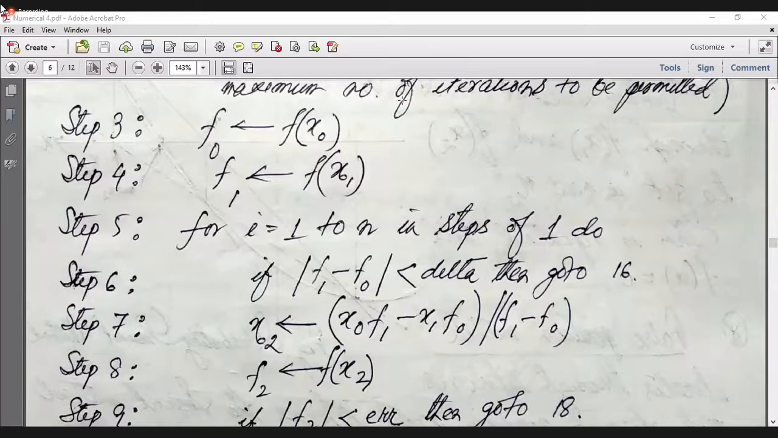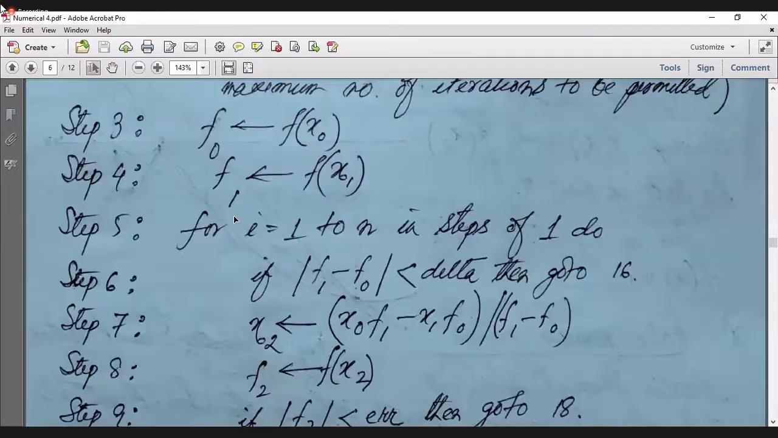Okay, now in this case also, as I told you, we need starting points. So let us suppose x0 and x1 are the two starting points. Using these two points, we calculate f of x0, which is represented by f0, and f of x1, which I just denoted by f1.